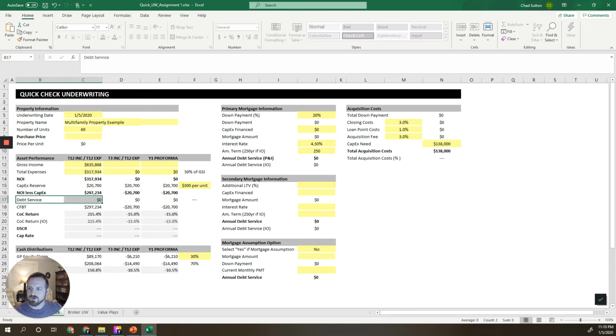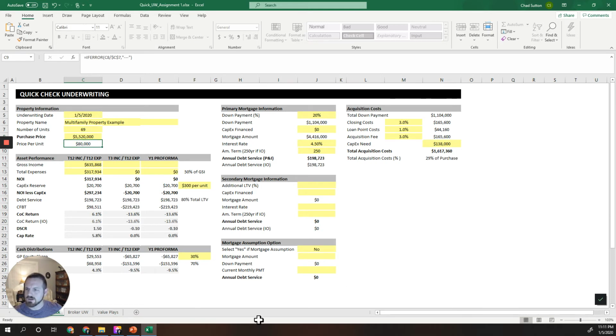Debt service, zero. Whoops, we need to put in a purchase price. So this was, if I remember correctly, a property in Chattanooga. Let's just start this at about $80,000 a door, because I think that's kind of where this thing wound up selling, which was astronomical, but that's okay. That was sold for way more than that, I'm sorry. So anyway, we'll start here.